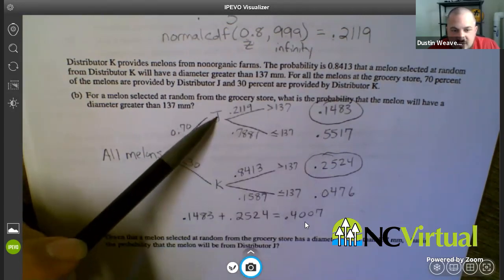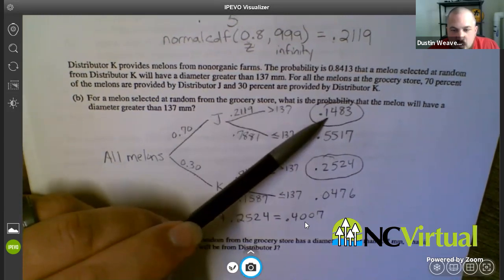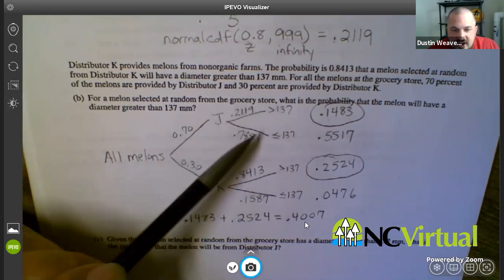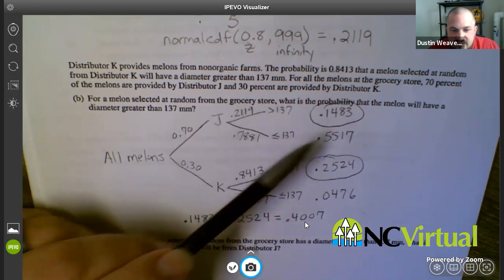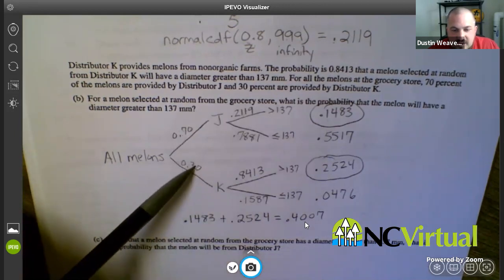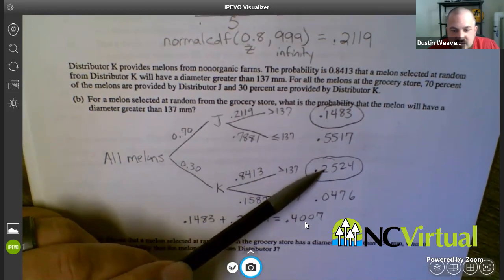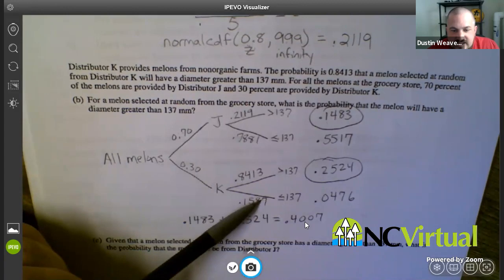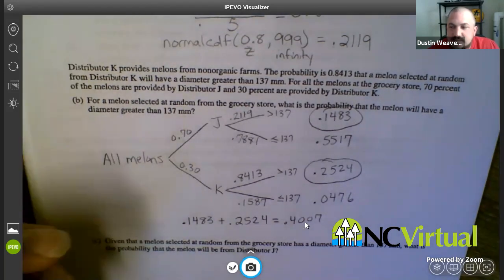And so then these are all the final probabilities. So the chance that it comes from distributor J and is greater than 137 is 0.1483. The chance that it comes from distributor J and is less than or equal to 137 is 0.5517. The chance that it comes from K and is greater than 137 is 0.2524, and the chance that it comes from K and is less than or equal to 137 is 0.0476.